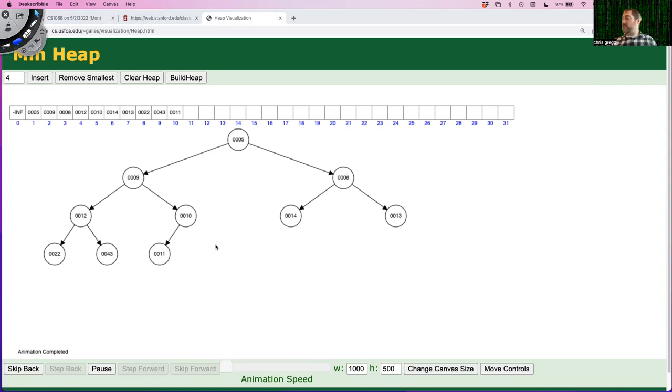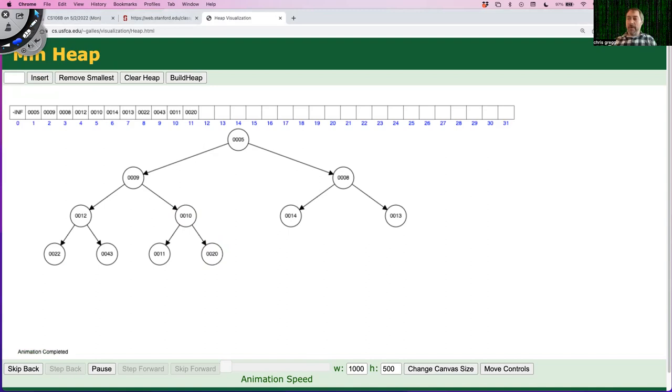Let's do, I haven't done 20 yet. If I did 20, 20 is going to go here. And does 20 need to move at all? No, because it's already bigger than 10. Let's see if that works when we insert it here. So if I do insert, then 20 should come down, go there. It's not going to move at all, and we're done.